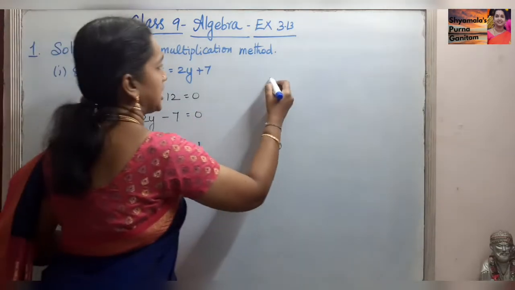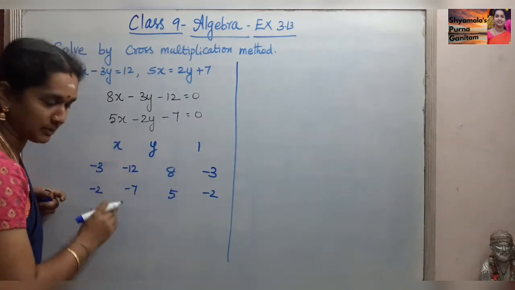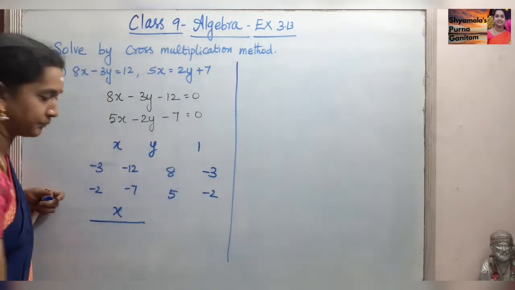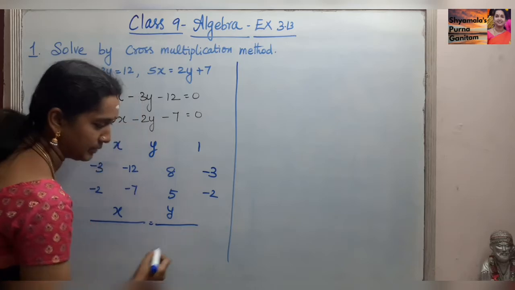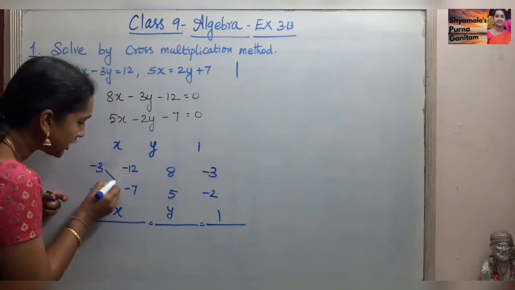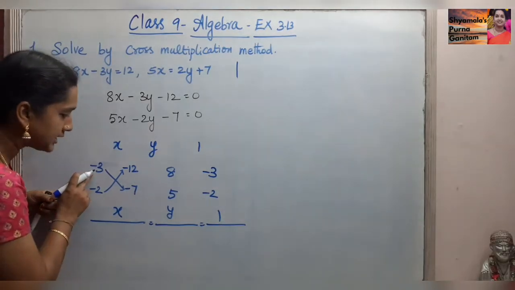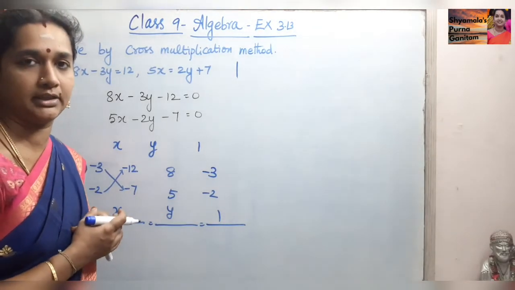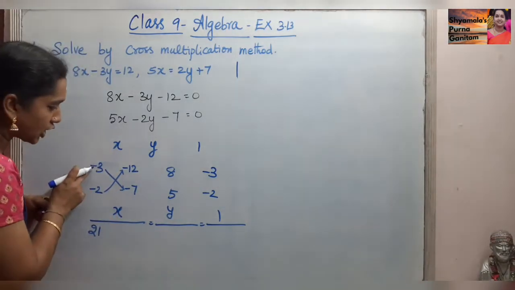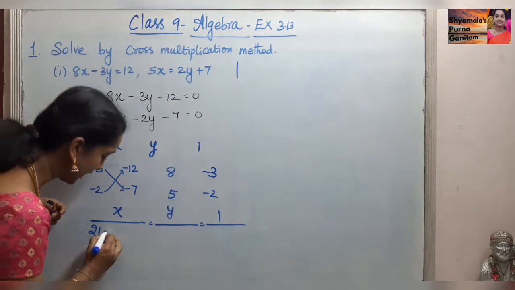Now we are asked to find the value of x and y, so we need to do the cross multiplication method. First, x divided by, is equal to y divided by, is equal to 1 divided by. Below this we will cross multiply the given terms. Minus 3 and minus 7: when we cross multiply this, we get plus 21. 7 3s are 21, minus into minus is plus.